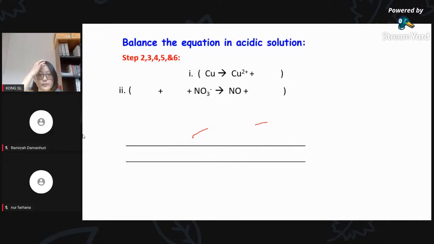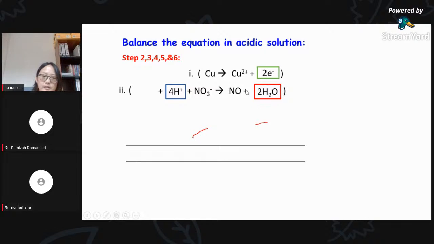Okay, let's check. Atom, this element is 1 to 1. No hydrogen, no oxygen. So balance the charge. Okay, 2 electrons. Always remember you must add the electron at the more positive side. Next, for this one, N is 1 to 1. There are 3 oxygen here, and only 1 oxygen there. So you balance the oxygen with water. So there are 2 water. Next, balance the hydrogen with H plus. Over here. After that, balance the charge.